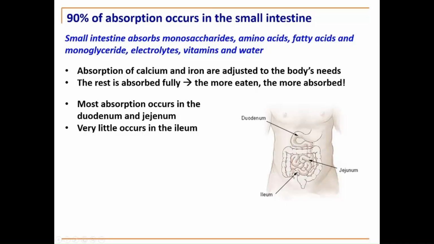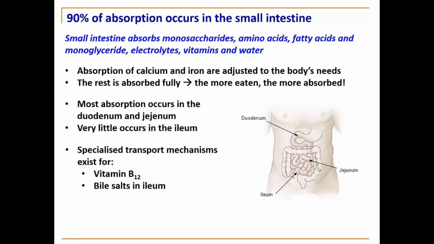A much smaller amount is absorbed in the ileum and the terminal part of the ileum, which is obviously called the terminal ileum, before the food waste moves into the colon and you get final absorption of things like water. There's a lot of bacteria in the colon as well, of course.